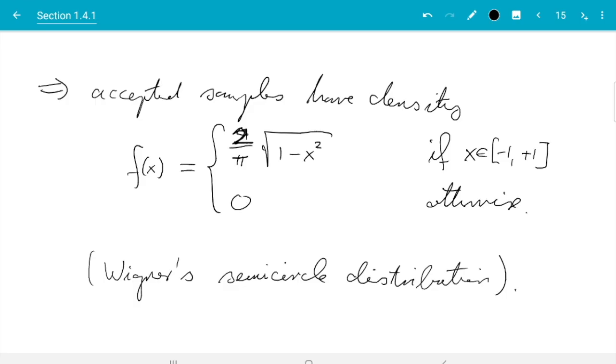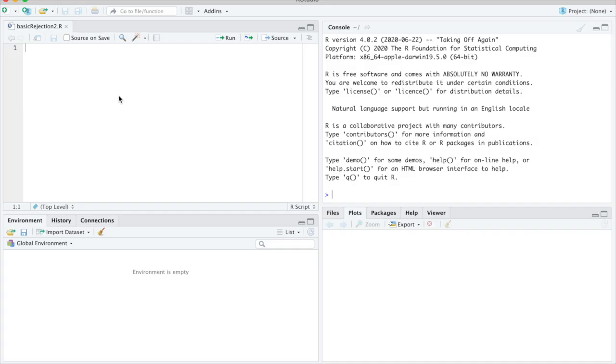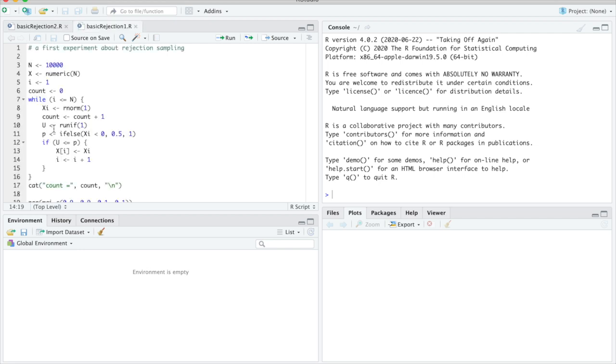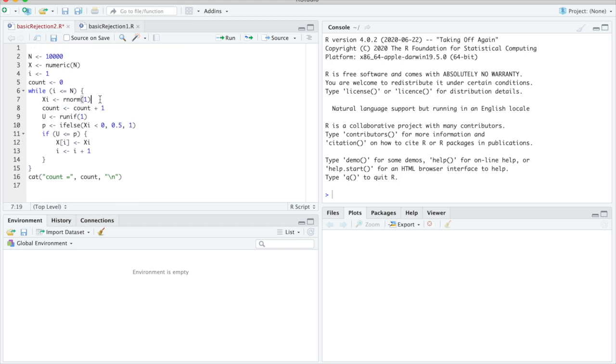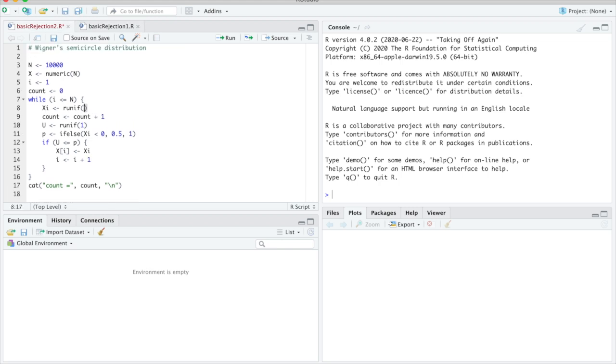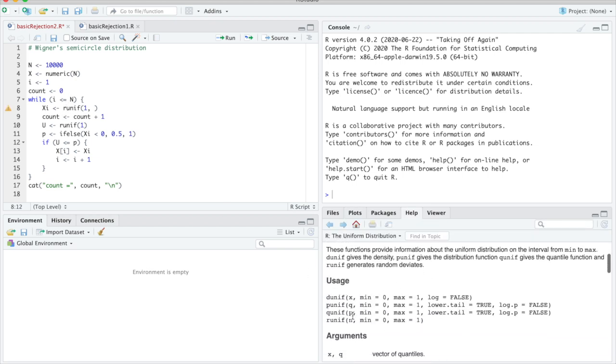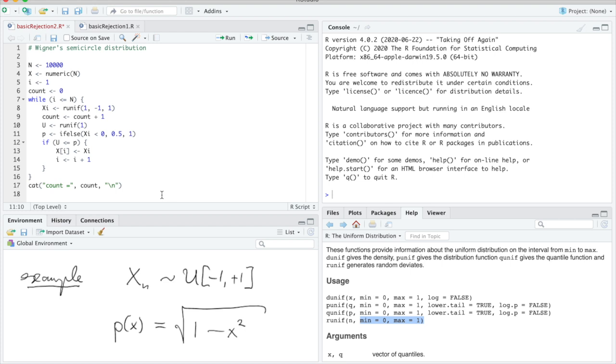Good, so let's see how we can do that in R. There are only a few steps to perform, and we can copy some of the code from our previous experiment. This time, the proposals are now uniformly distributed and different from previously. This time we need to say what is the minimum and maximum value, because the minimum is not at 0. So we say minus 1 to 1. And the other thing we need to adjust is the acceptance probability, namely that is square root 1 minus the x value squared.